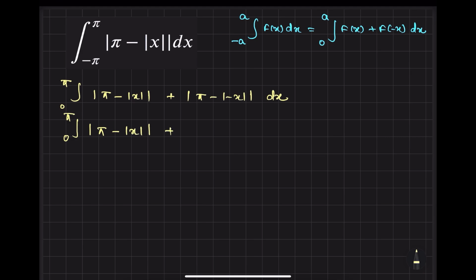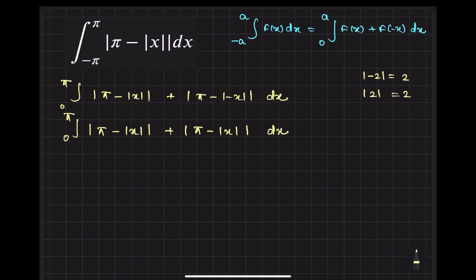Now you know that mod of minus 2, like suppose I am taking a number minus 2, will become 2 only, or mod of 2 is equal to 2. So both situations are same. So we can write here pi minus mod x. If you have a minus inside the mod, you can remove that minus directly without simplifying things. So you got both situations to be same.